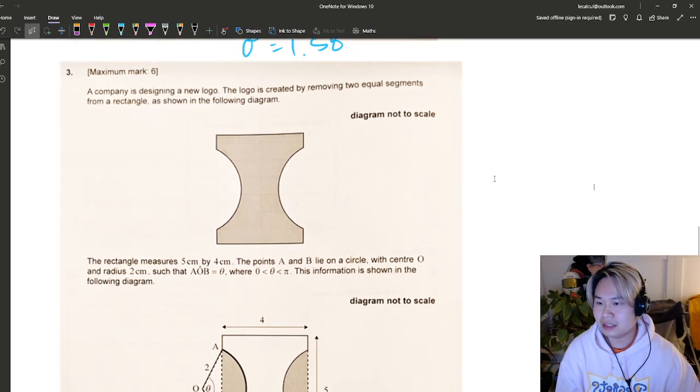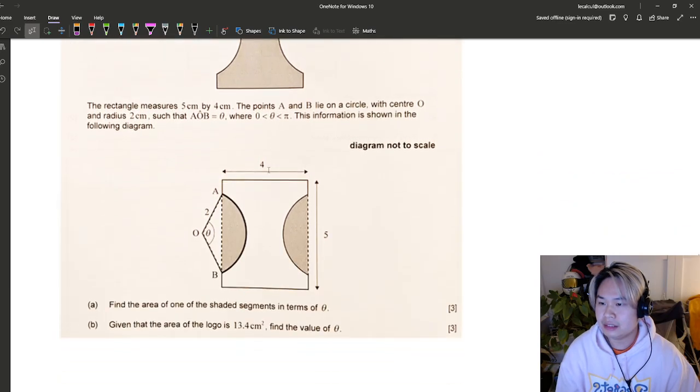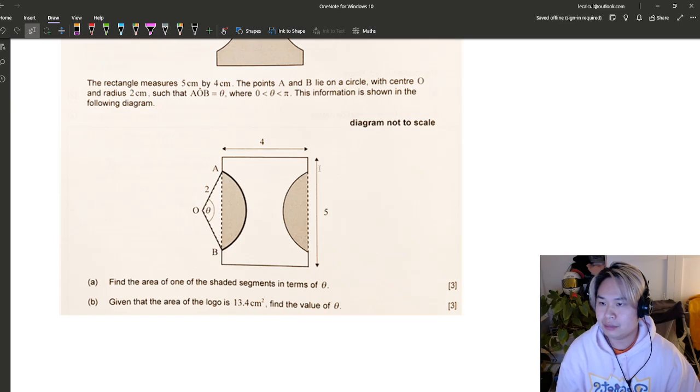Okay, I've heard that this one is terribly easy. So we got a logo. It measures 5 by 4. Points A and B lie on a circle. Oh, right here, A and B. Center, circle, radius 2. Angle, central angle, theta. Find the area of one of the shaded segments in terms of theta.